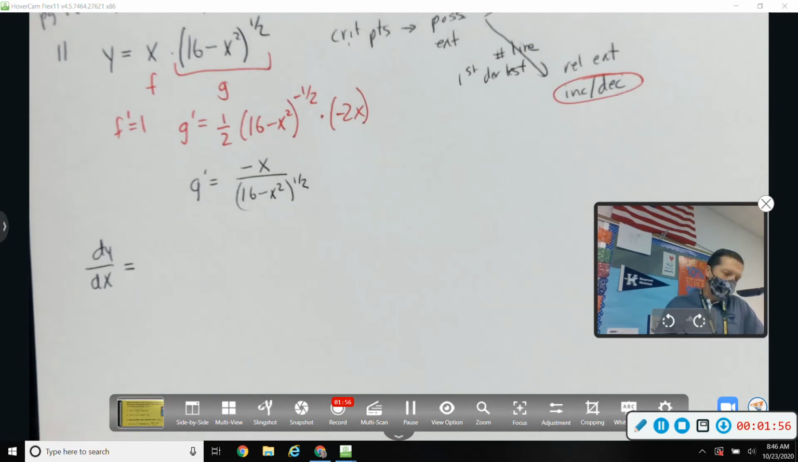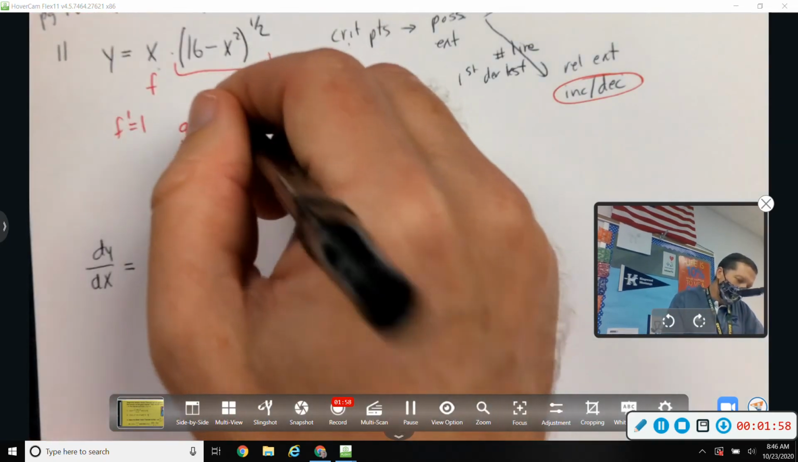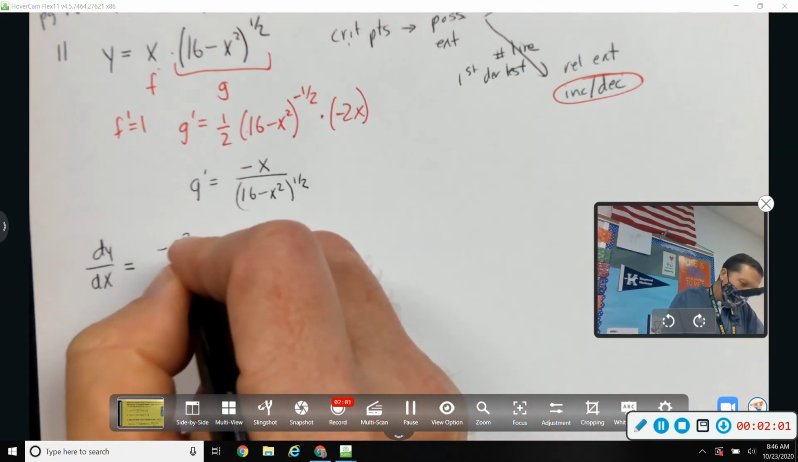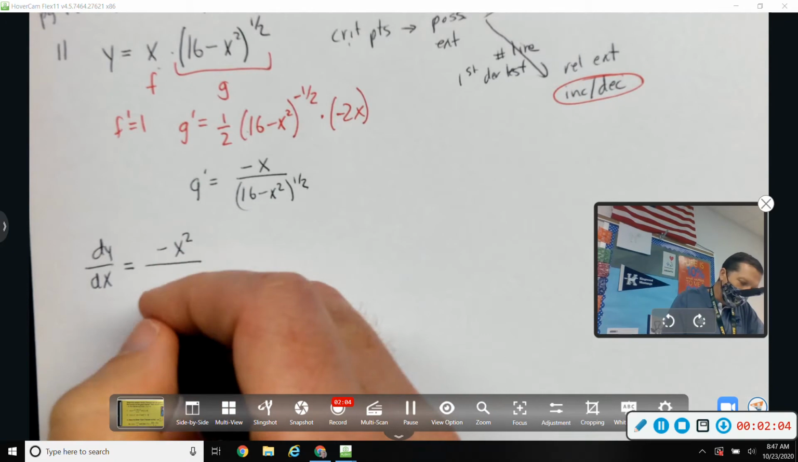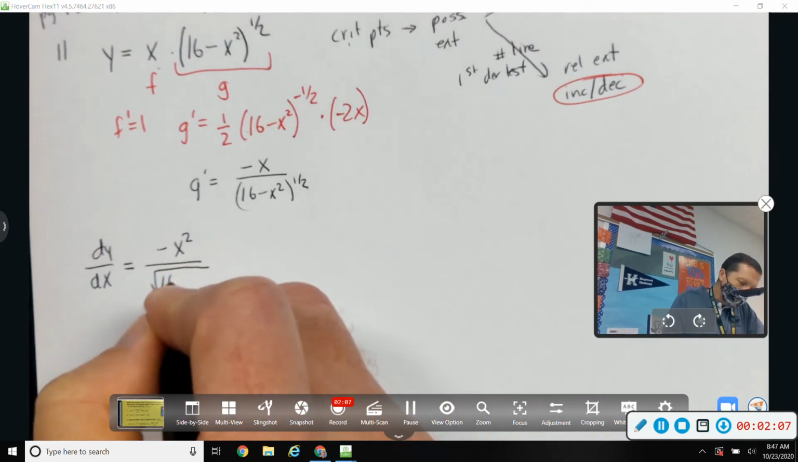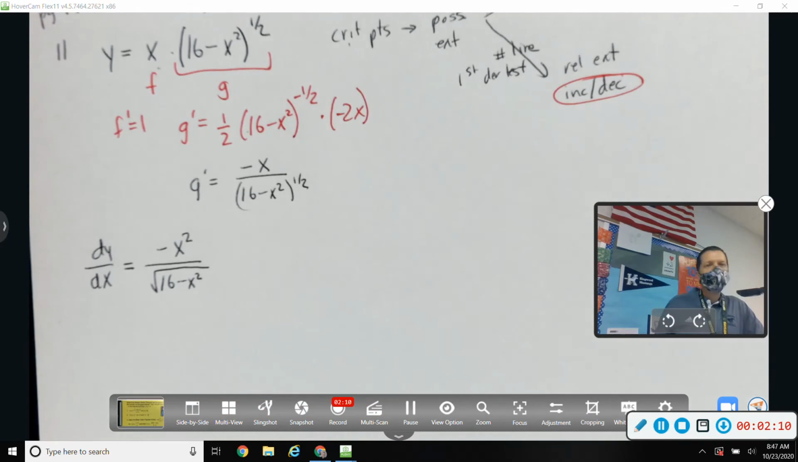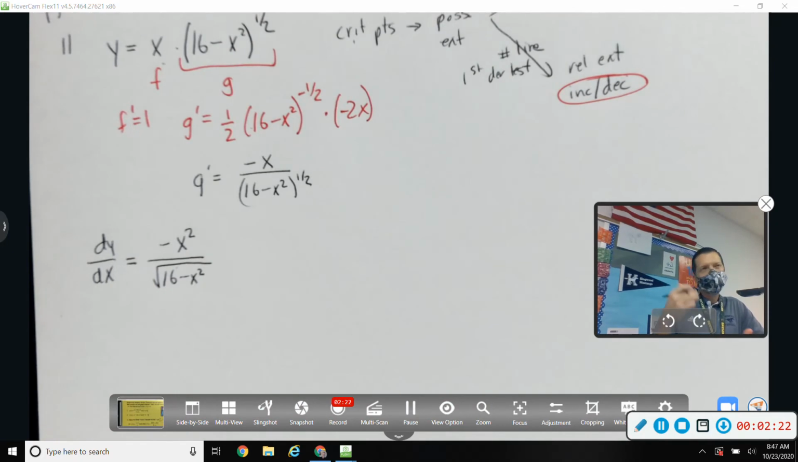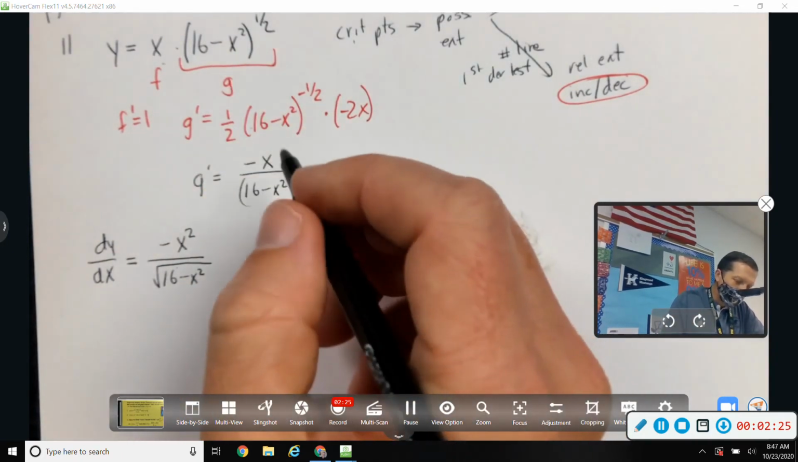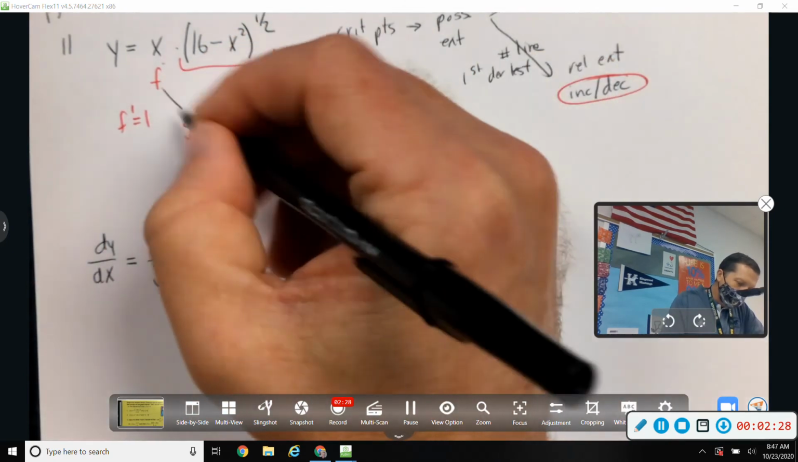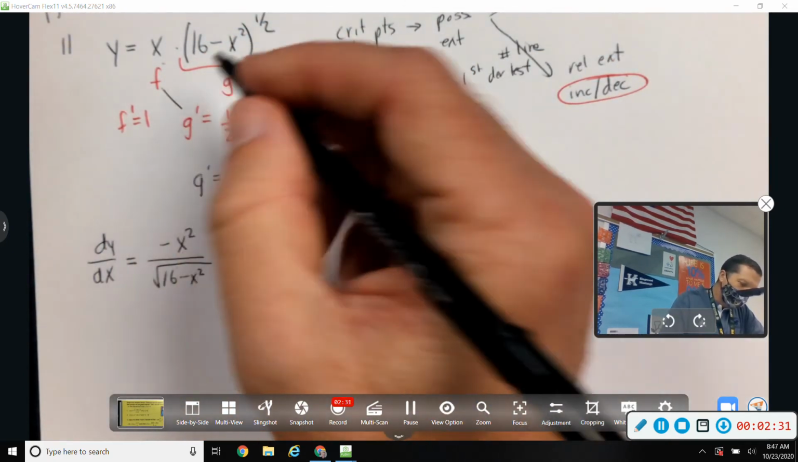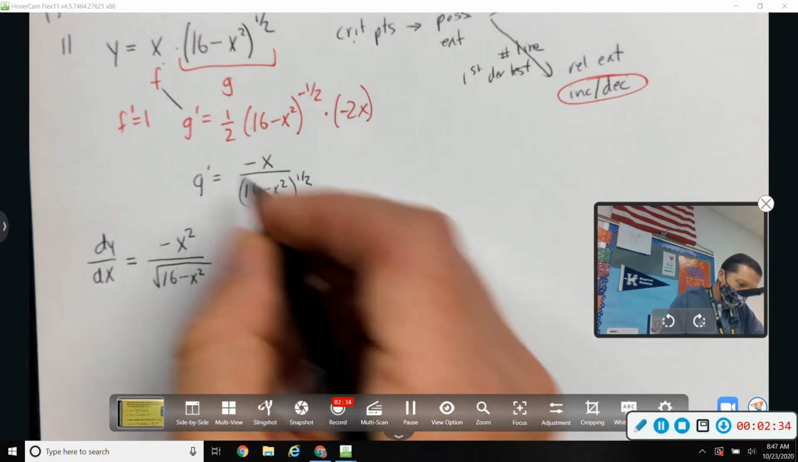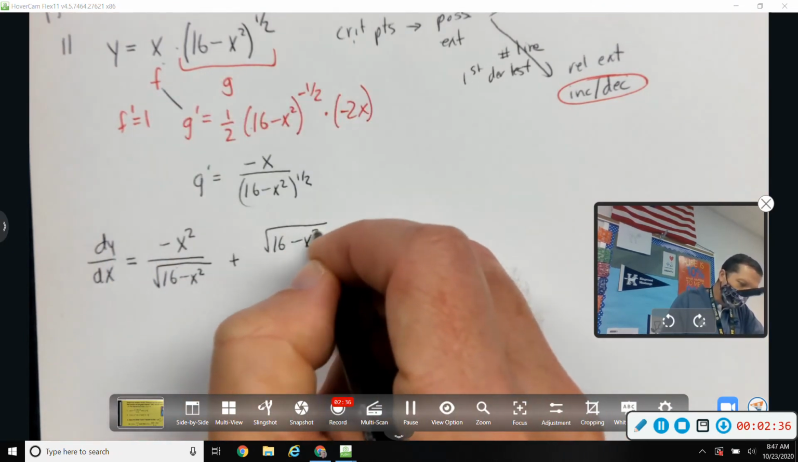So dy dx equals first times derivative of the second. So negative x squared, the two x's make x squared, over, I'm going to write that as a square root. I generally prefer seeing it as a square root, but I can't take the derivative of a square root, so we end up having to go back and forth with whether we're writing it as a root or an exponent. It doesn't matter, it's just what's your preference for that particular part of the problem. All right, so there's fg prime plus the other way around. 1 times square root of 16 minus x squared.